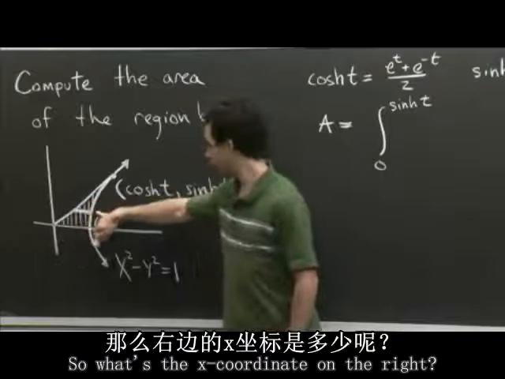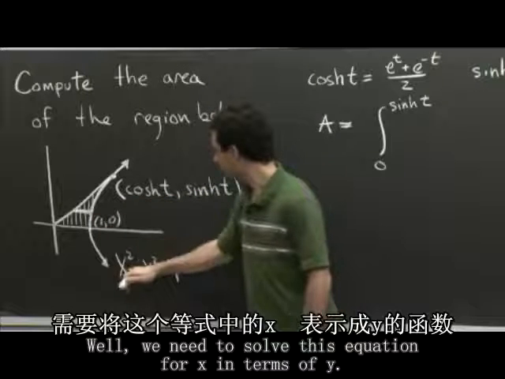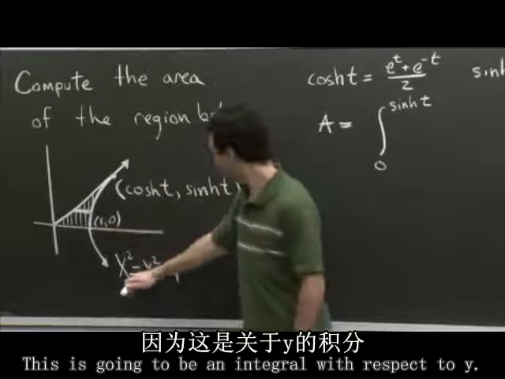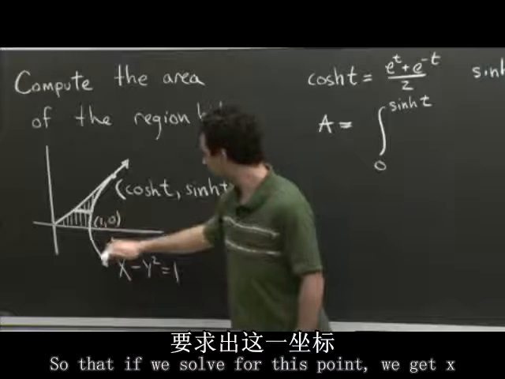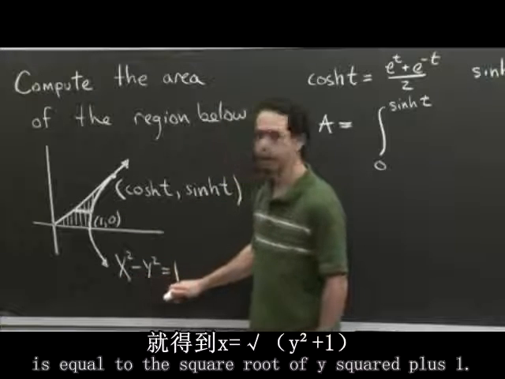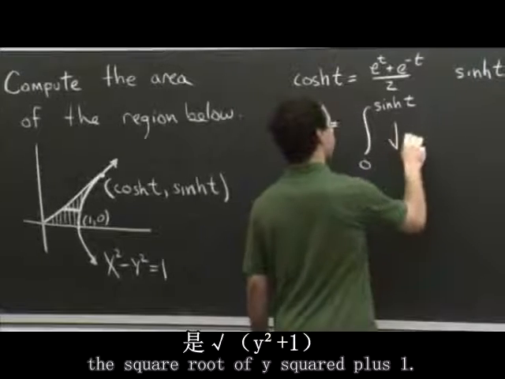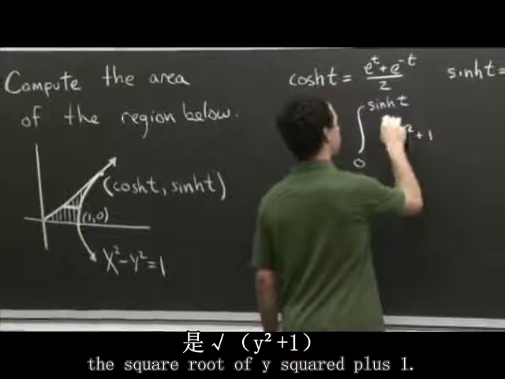So what's the x-coordinate on the right? Well, we need to solve this equation for x in terms of y. This is going to be an integral with respect to y, so if we solve for this point, we get x is equal to the square root of y squared plus 1. So the right coordinate is the square root of y squared plus 1.